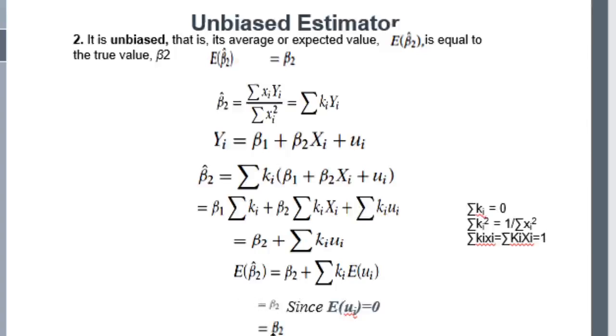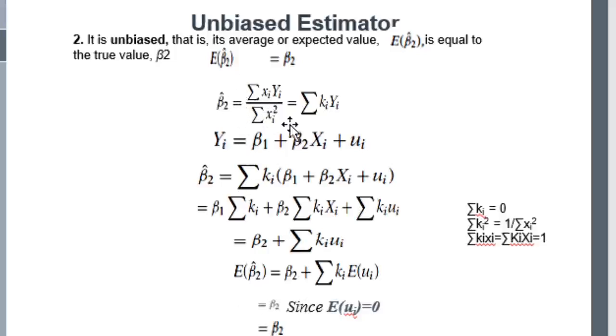That is, expected value of beta 2 cap equal to beta 2. This is the proof of the unbiased property of the OLS estimator. That is, if we take the average or the expected value of the estimator, it is equal to the true beta 2. That property is proved here.